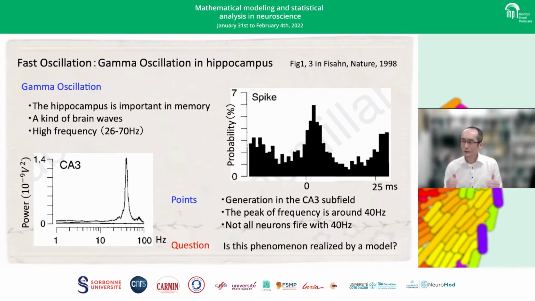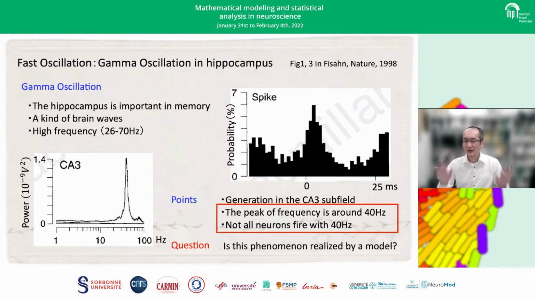This gamma oscillation results from the group dynamics of neurons. Many mathematicians imagine that group dynamics of many neurons comes from complete synchronization. Maybe you remember the Kuramoto synchronization. But in this phenomenon, the situation is a little bit different. Let's see this right figure. This is the probability of the firing rate of each neuron. 40 hertz means a neuron should fire every 25 milliseconds. But this figure shows us there's not complete oscillation, because there's a lot of variation in the firing timing. Maybe this is a kind of contradiction.